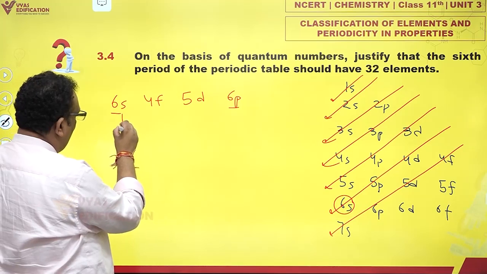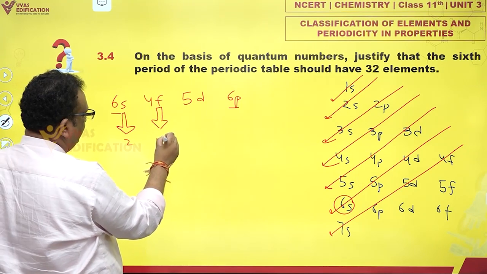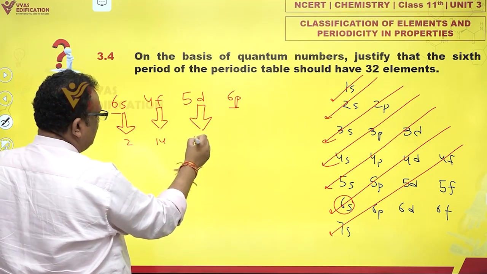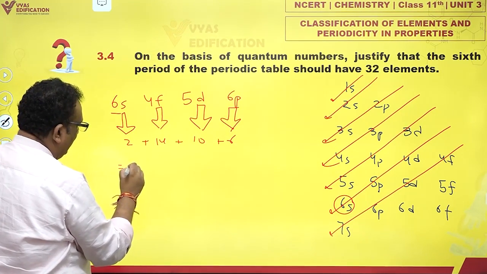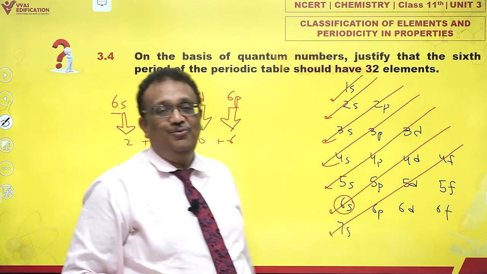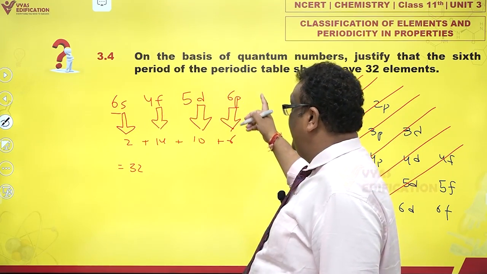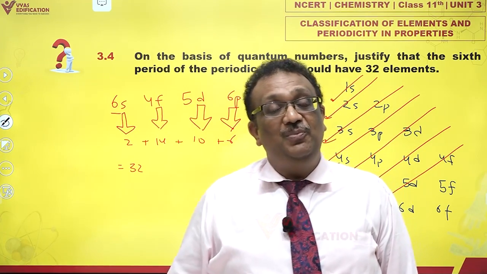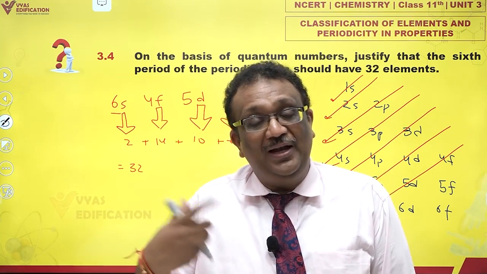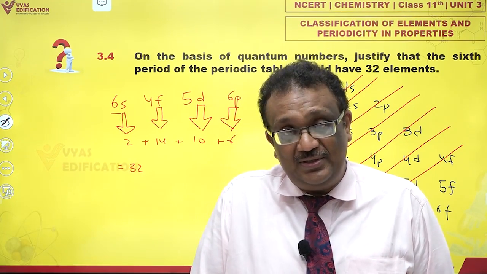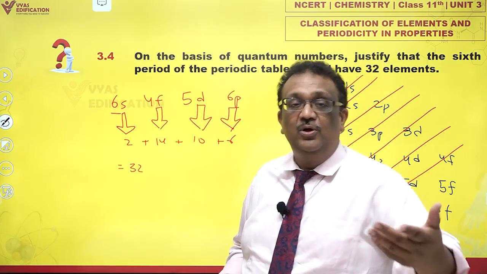Each s orbital contains how many? 2 electrons. f contains 14, d contains 10 and p contains 6 electrons. If I add this number, I get 32 electrons. So, beginning from 6s and ending in 6p, I possibly can add 32 extra electrons. That means the nucleus also can contain 32 more protons. Every time, the increments are in units of 1 each.